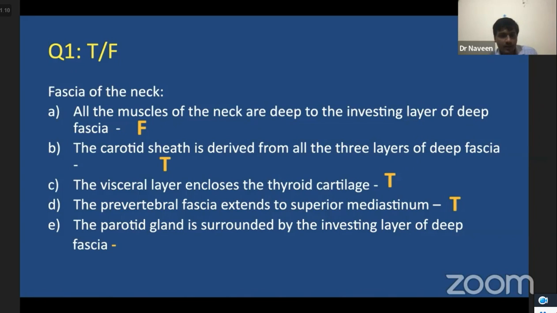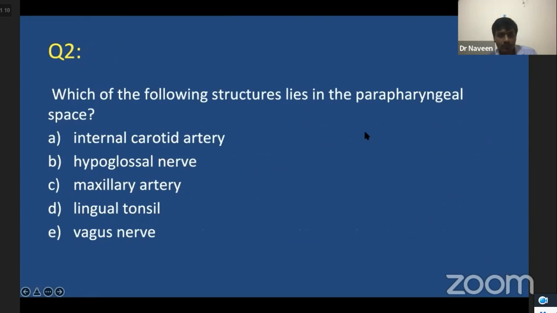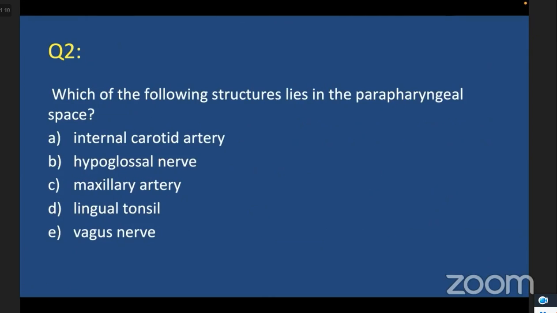Parotid gland is surrounded by the investing layer of the deep cervical fascia. This is true. Moving to the next question. Which of the following structures lies in the parapharyngeal space? Internal carotid artery, hypoglossal nerve, maxillary artery, lingual tonsil, vagus nerve.